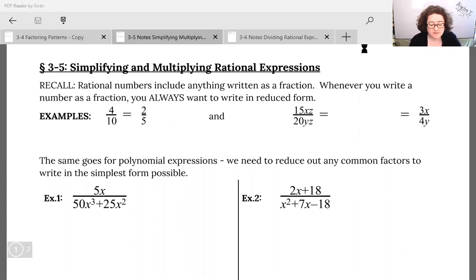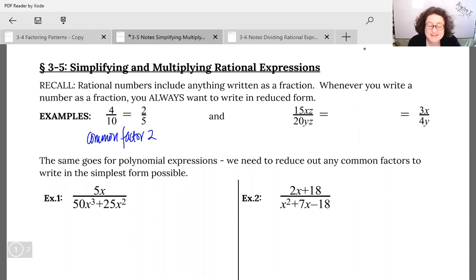For example, we have the fraction 4/10. Both of those, I can take a 2 out of. I can divide a 2 out of both the 4 and the 10, and when I do that, I'm left with 2/5. So we had the common factor of 2. We can also do this with monomial expressions, although we won't see these quite as much.